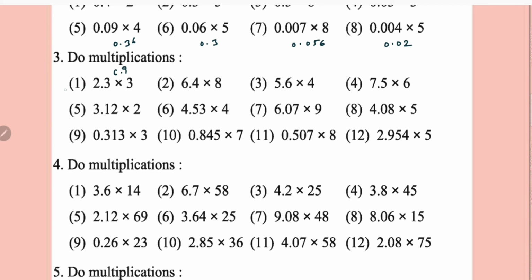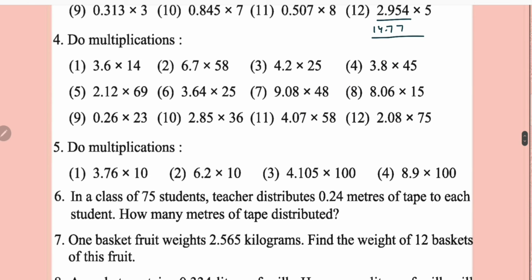Let me do it for only first and last. 22, 5 5 is 25, 7 2, 5 9 is 45, 7 4, 5 2 is 10, 14. So this is 14.770. This 0 has no meaning. 3.6 into 1.4. Like this we already did, right?